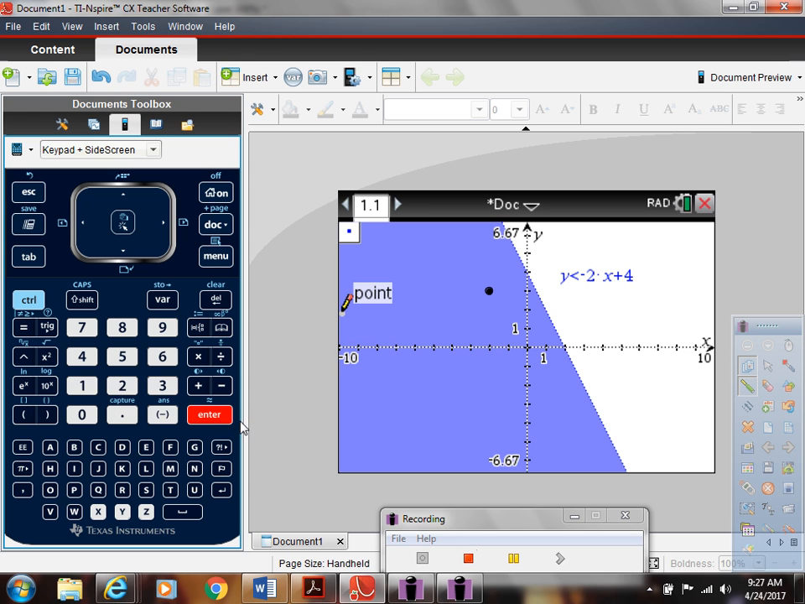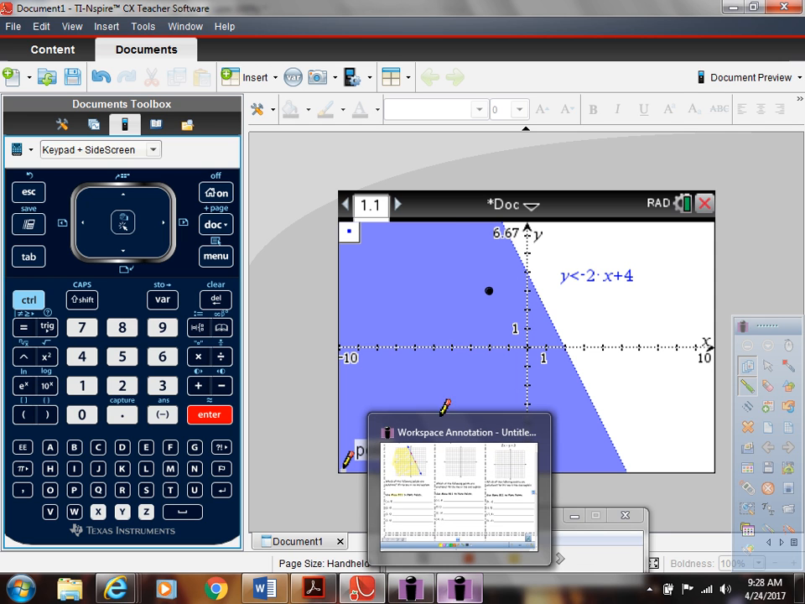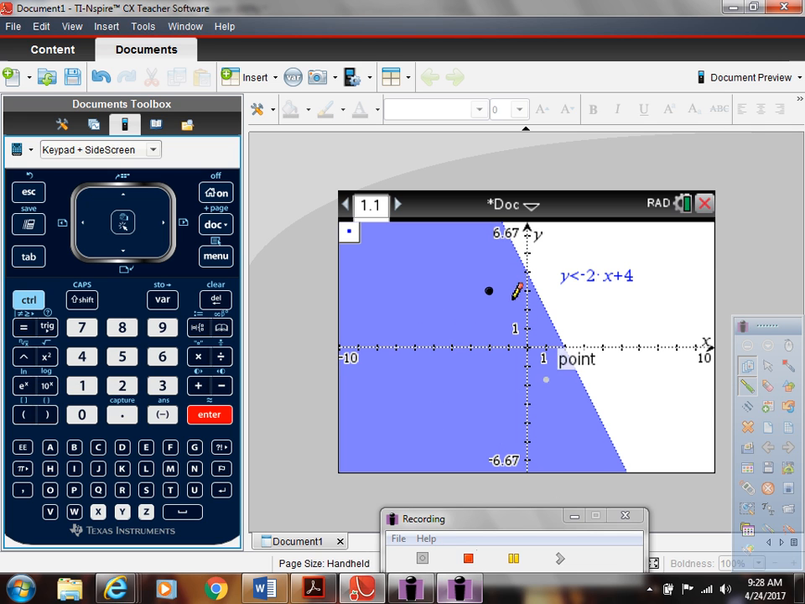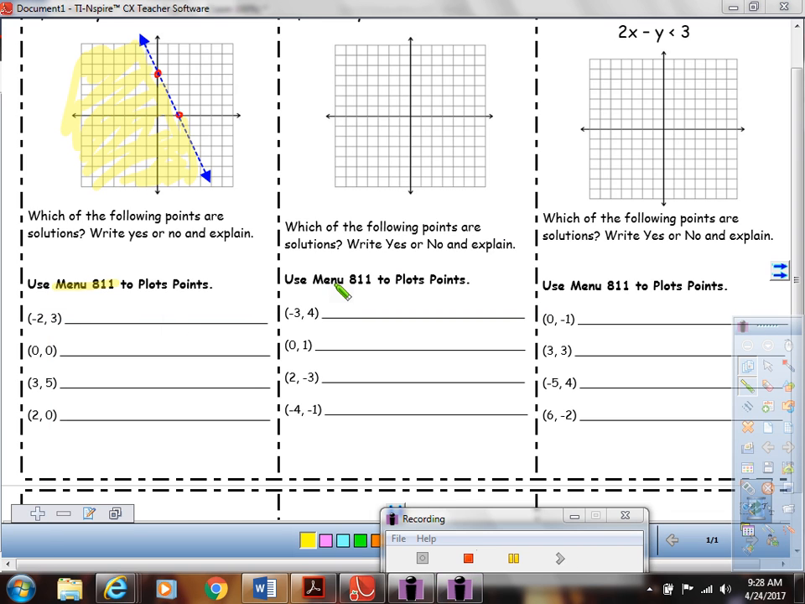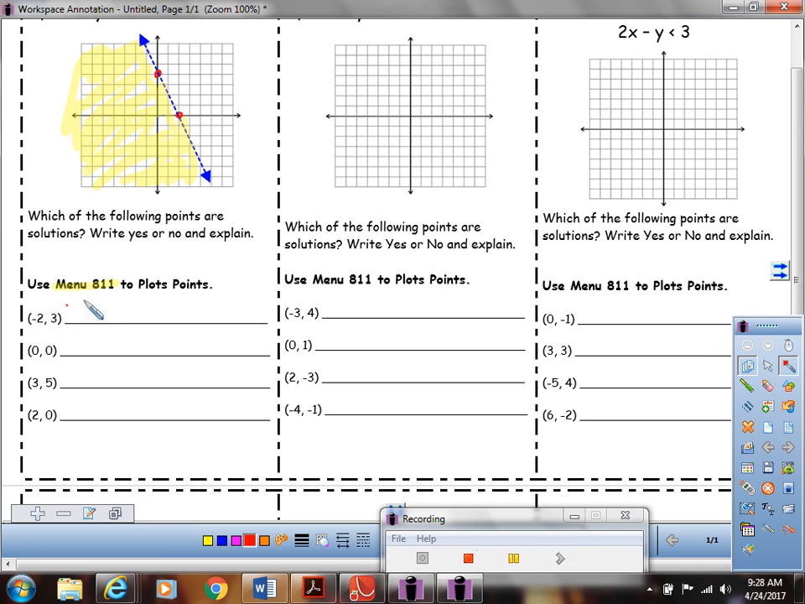So is that a yes or no? Yes, that's a yes. Why? Because it's in the shaded area. The reason they shade it is because all of the points in here are answers. It cannot be on the dotted line. This is a dotted line, so none of the points on the line are actually answers because it's dotted. If it was solid, then yes. So this is a yes. You're going to put yes, this is an answer, and why? Because it's in the shaded area.